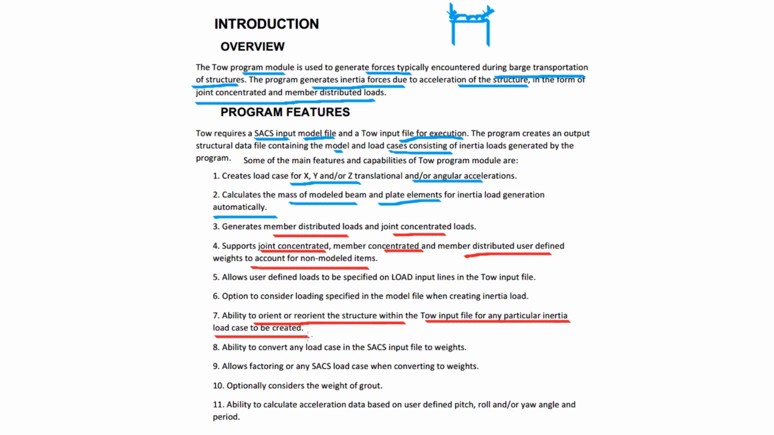If we define some equipment weight, say 10 tons, and we want to factor it up with some factor, like 1.2, some 20% more, that can be done in the TOP input file. It optionally considers the weight of grout. So the weight of grout is also considered. It has the ability to calculate the acceleration data based on user defined pitch, roll, yaw angle and period. So if we define only the roll angle, yaw angle, pitch and period, it can calculate the acceleration data as well.